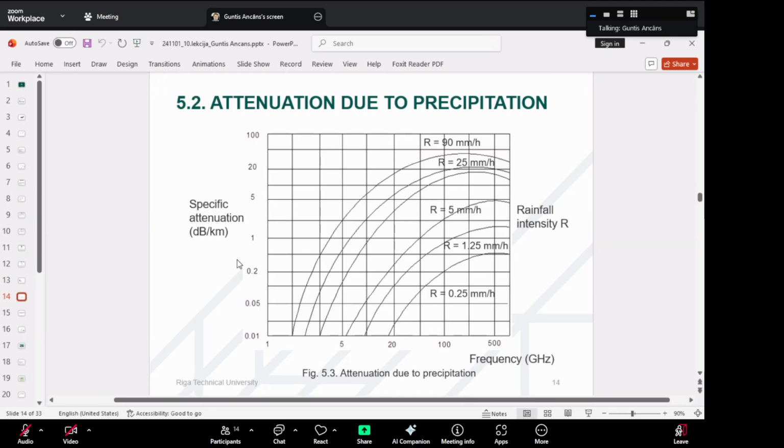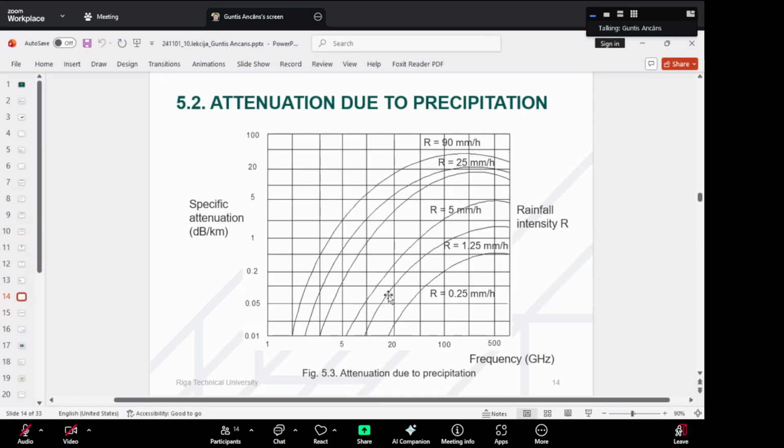In this case, an example of attenuation due to rain is shown, and this dependency on frequency and rain intensity. The result is this rain specific attenuation in decibels per kilometer.